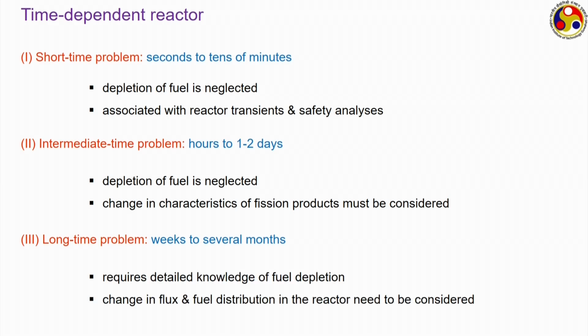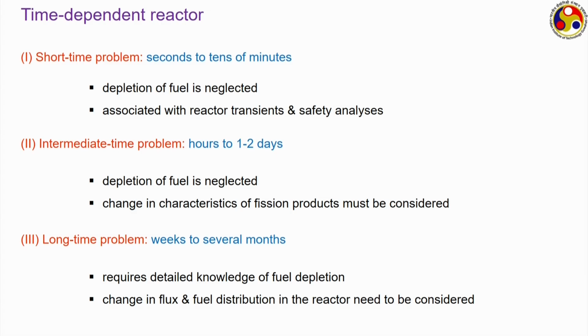Here we have to consider the changing characteristics of fuel, changing stock of fuel, and also the change in the flux and fuel distribution inside the reactor. Because as we have seen in the neutron flux distribution in module 4, the neutron flux, while we would like to have that uniform, generally is not uniform inside the reactor.